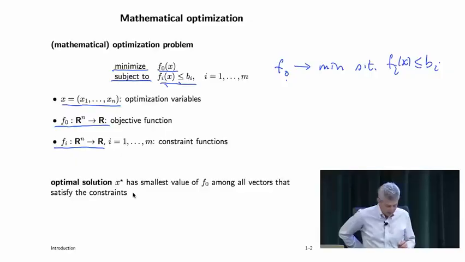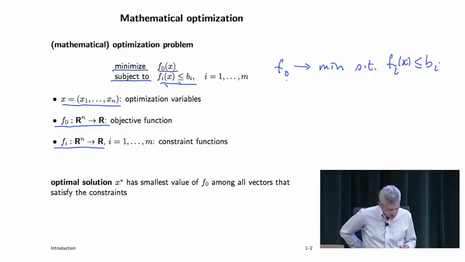Okay? Now, a solution is simply a point x which satisfies the constraints, and among all the vectors that satisfy the constraints, it is one that minimizes F0. You can call that an optimal point. You can also call it a solution. To be honest with you, the term optimal solution is redundant. It's technically correct. Stylistically, a better statement would be optimal x star or solution x star.